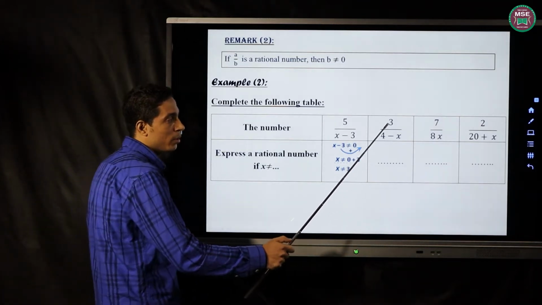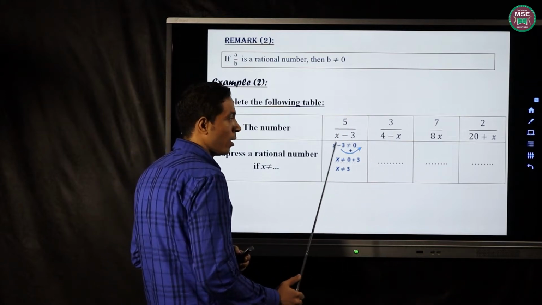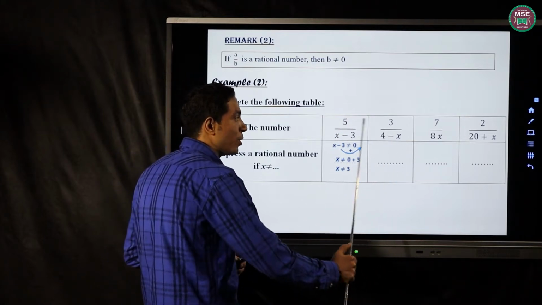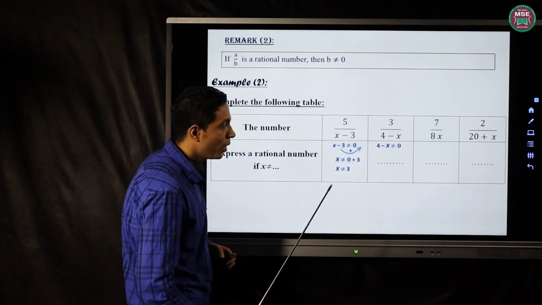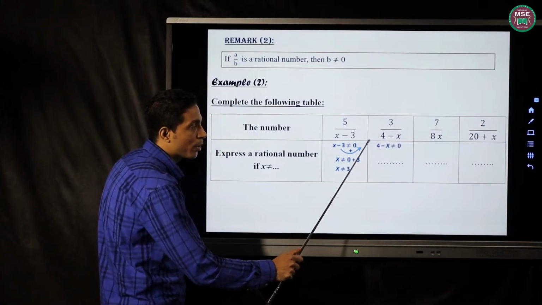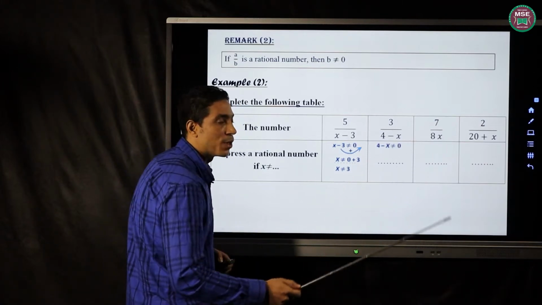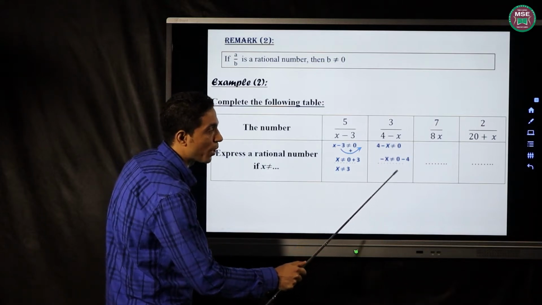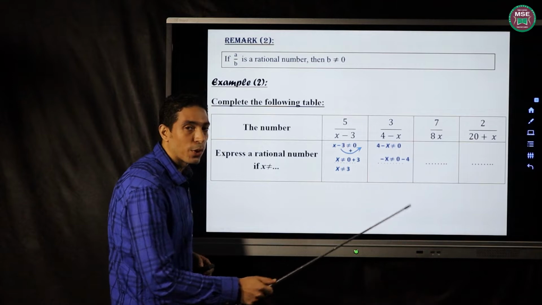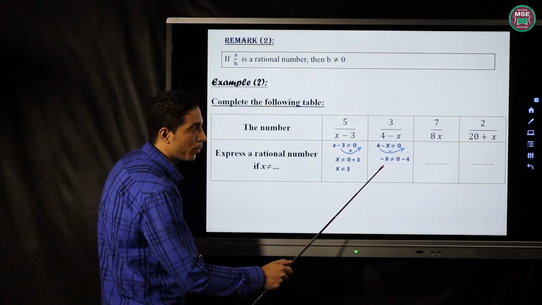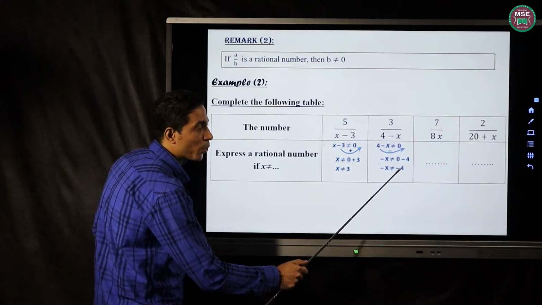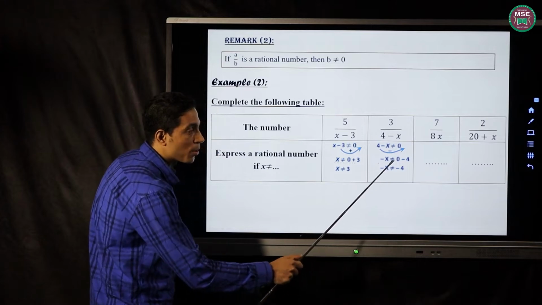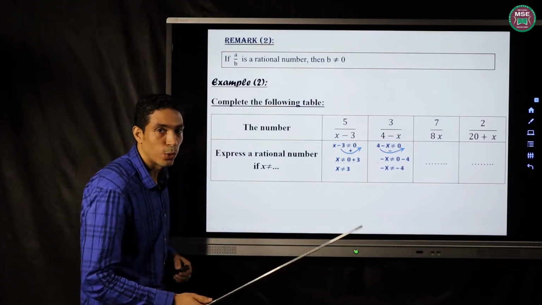Number 2, 3 over 4 minus x. The denominator 4 minus x must be not equal 0. We take the number 4, which is positive, to the other side with a negative sign. Then negative x must be not equal 0 minus 4. 0 minus 4 equals negative 4. Then negative x must be not equal negative 4. We cancel the negative signs, then x must be not equal 4.